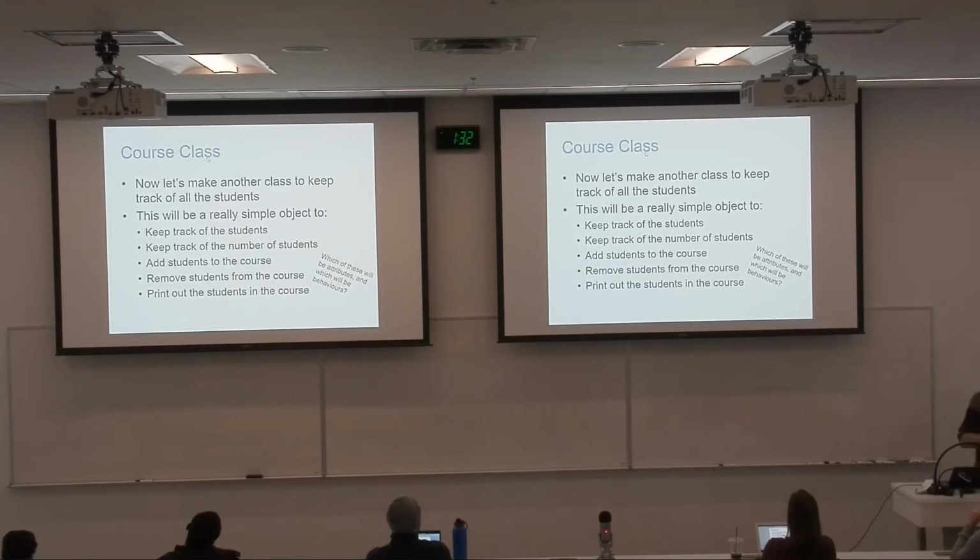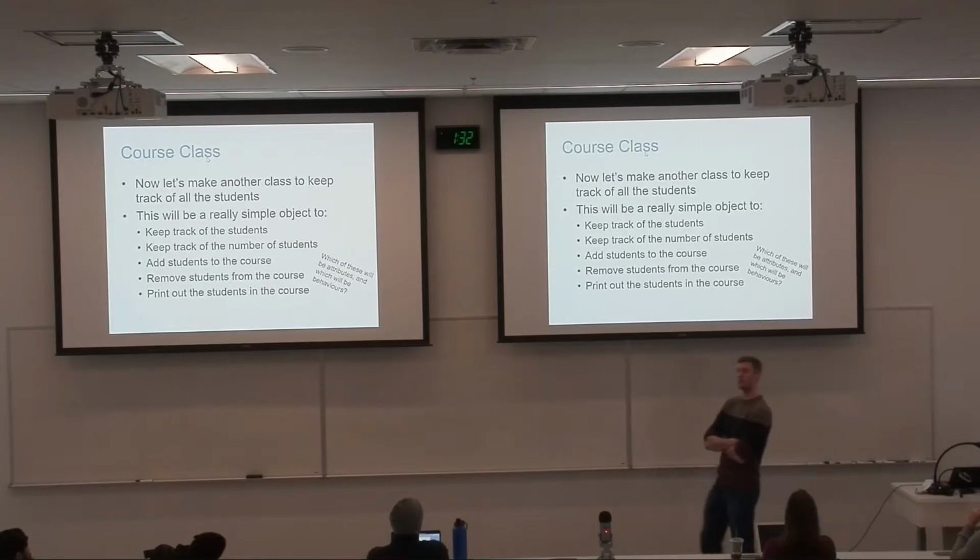Let's start with perhaps a more obvious one. Print out the students in the course. Do you think that's an attribute, or do you think it's a method? A method, right? You actually have to go do something to print it out. What about adding students to a course? Method. Removing students from the course? Method. How about how many students are currently in the course?